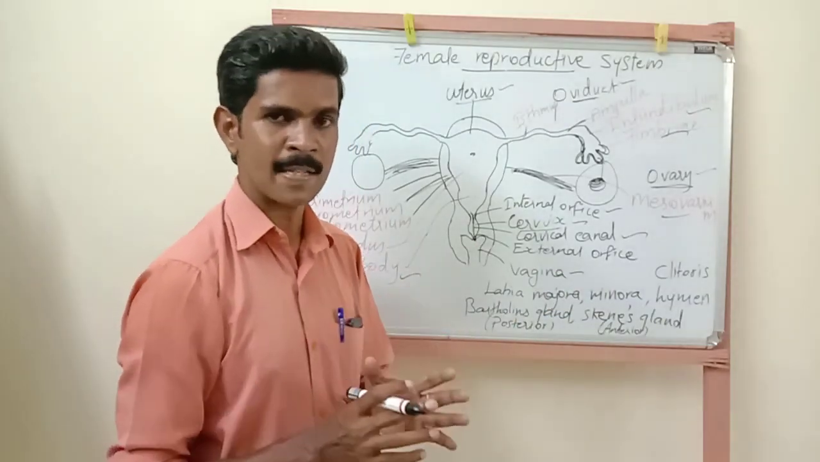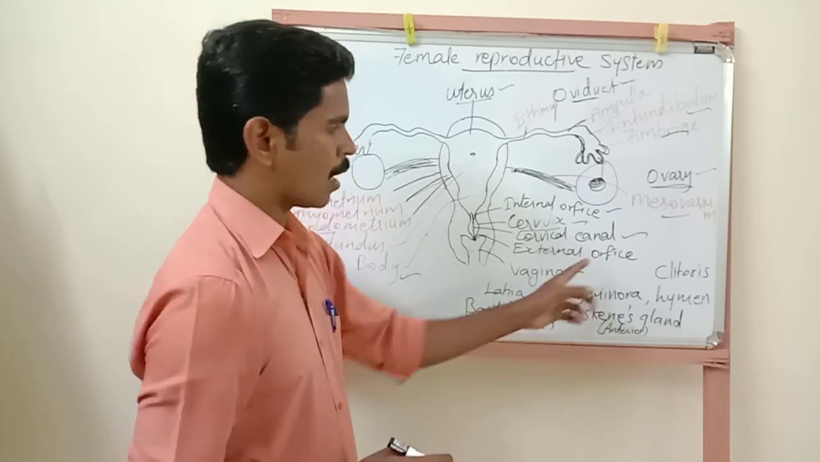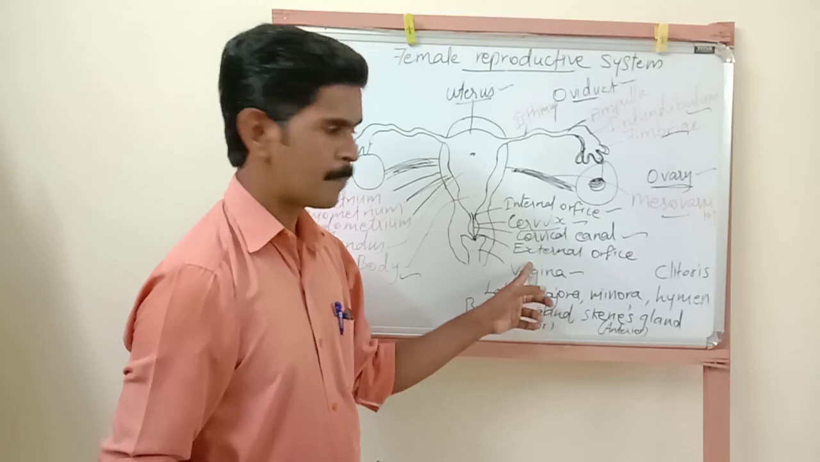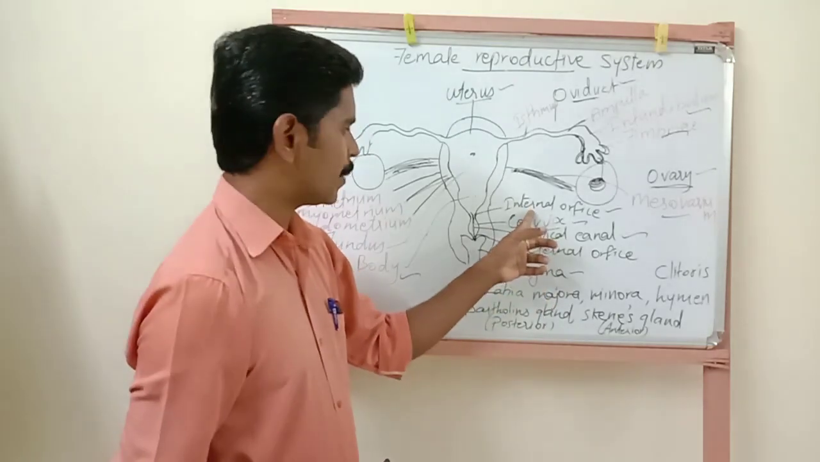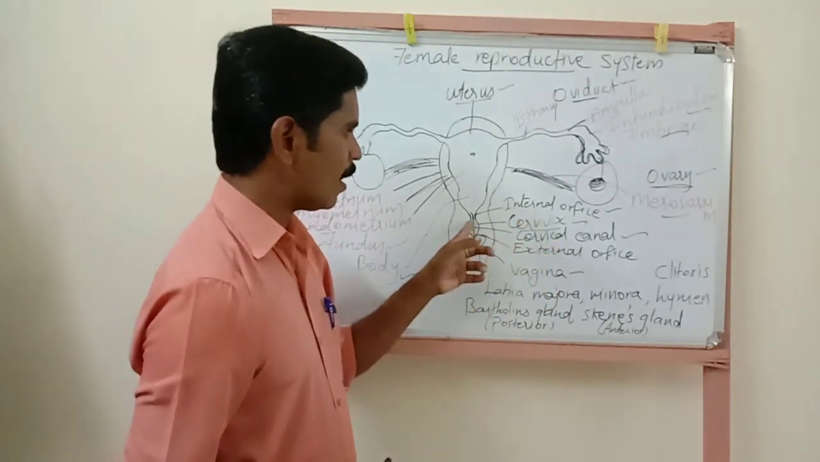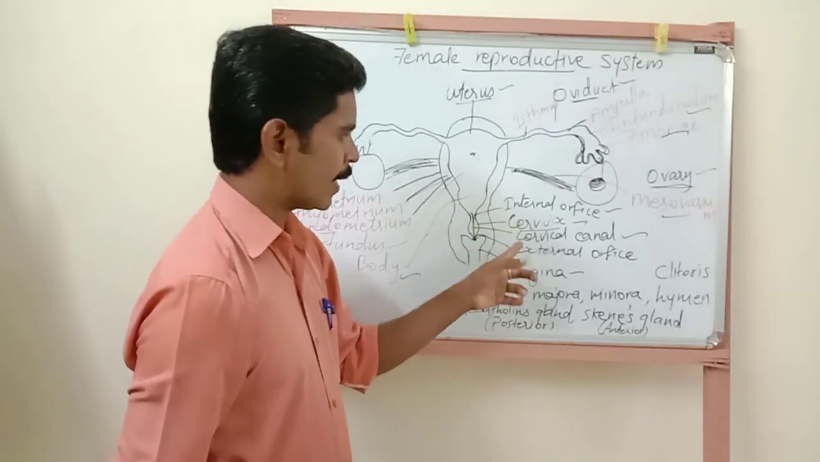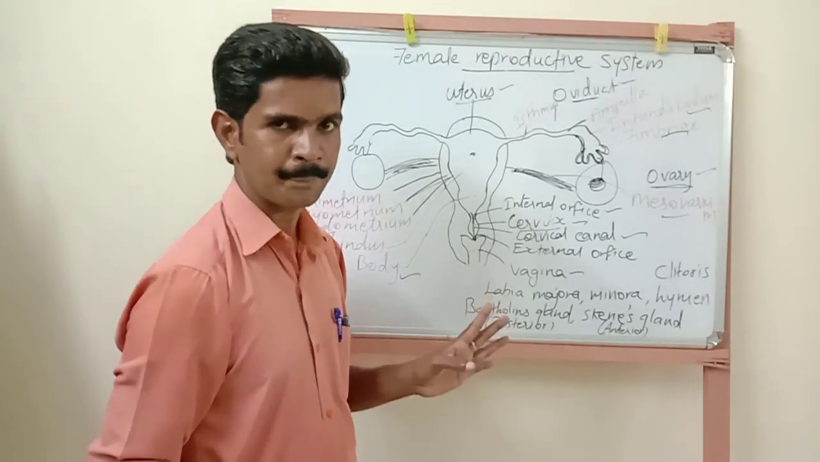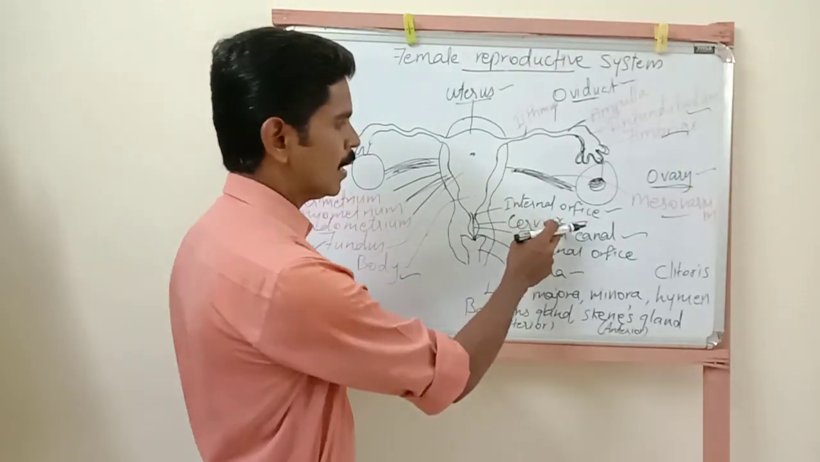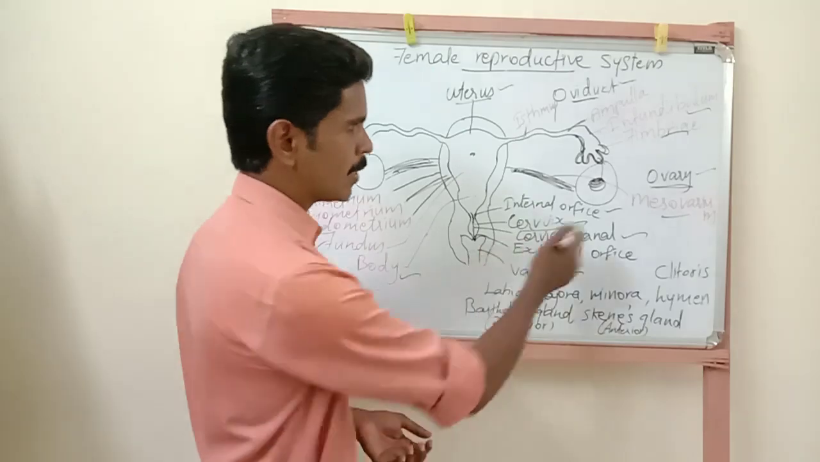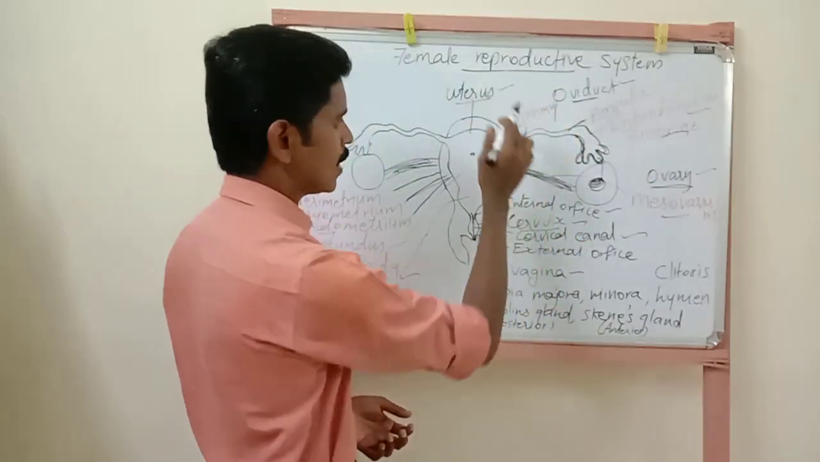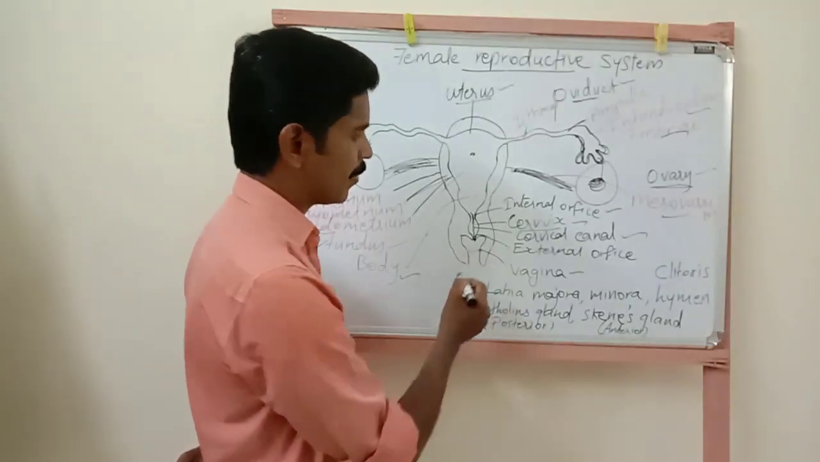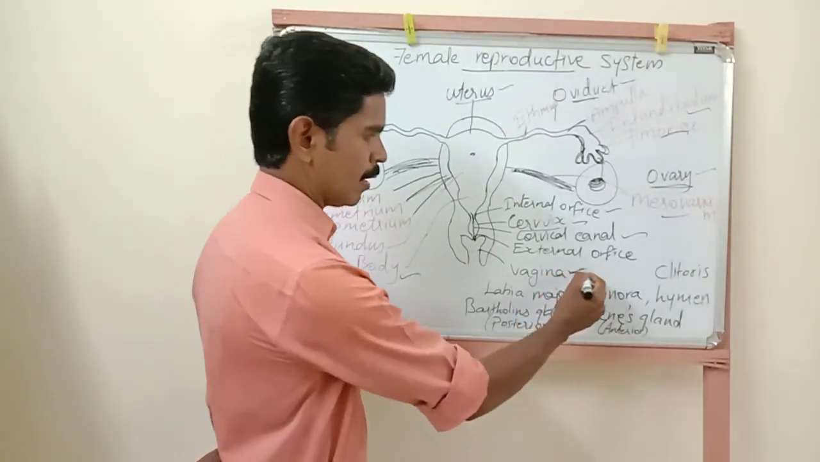So the cervix region consists of two orifices. One is the internal orifice and the second one is the external orifice. The internal orifice is present between the cervical canal and uterus, and the external orifice is present between the cervical canal and vagina. That's all about the cervix. So now we completed the ovary, oviduct, uterus and cervix. Then the next organ, the last organ of the female reproductive system, is the vagina.